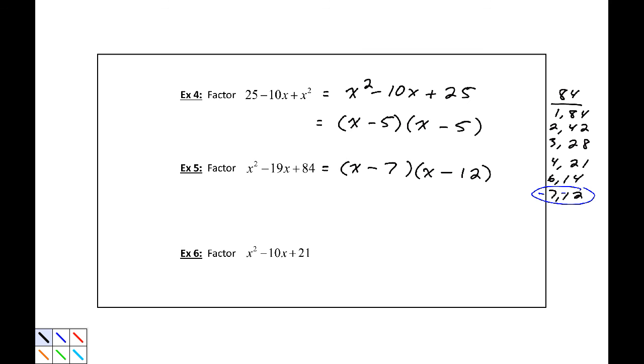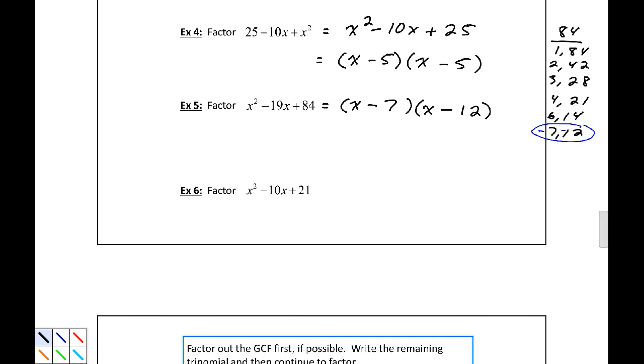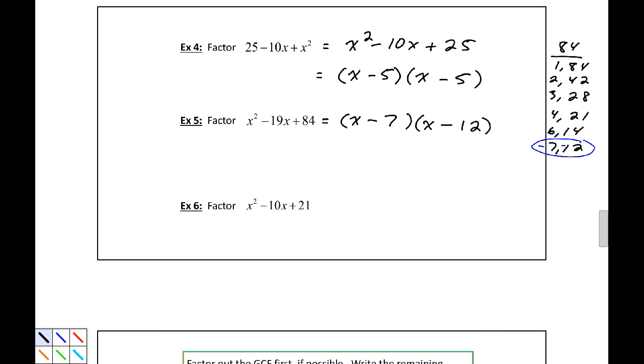All right, example 6. Factor x squared minus 10x plus 21. Again, this will be two binomial factors. Now, I need numbers that will multiply to be 21, but will add to be negative 10. So let's make a list of factors. I have 1 and 21. I have 2 and, no, make that 3 and 7. That's actually all I have. 1 and 21 add to be 22. 3 and 7 add to be 10. I need a negative 10, so this is going to be negative 3 and negative 7. Which makes my two binomial factors x minus 3 and x minus 7.